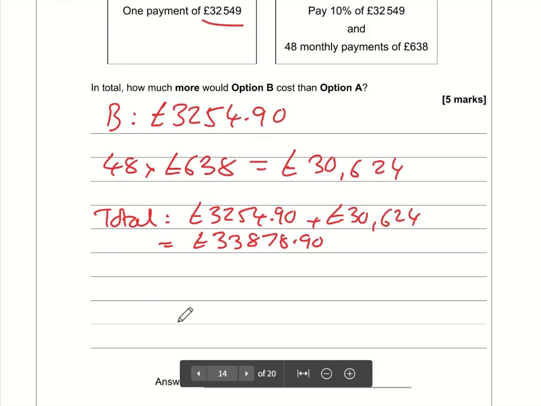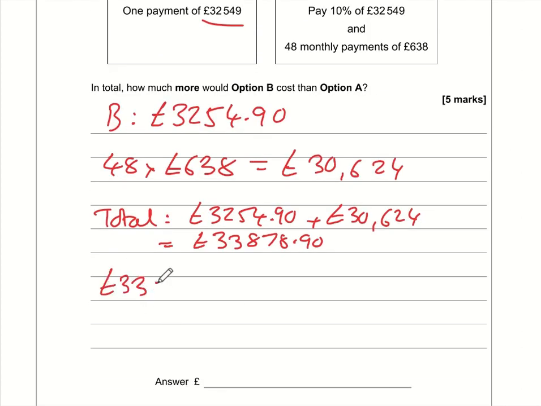How much more is it? Well, that is simply 33878.90 take away 32549, and we get a final answer of 1329.90.